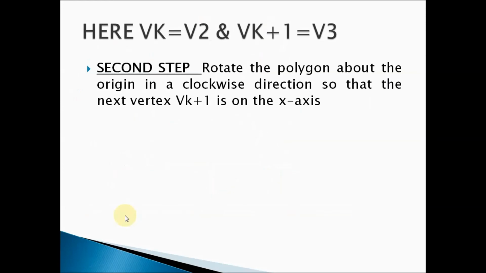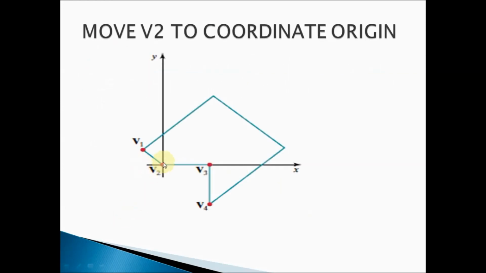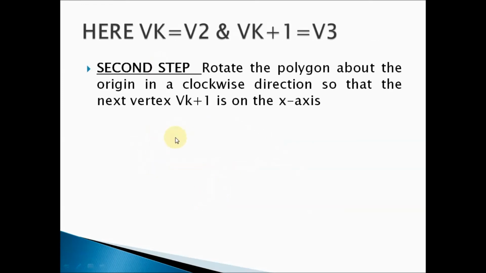Now the second step: shift v2 towards the origin. Don't worry about the edges, I told you, right? So second step, I have to rotate the polygon now. I shifted the coordinate, but now I have to rotate the polygon. But while rotating, I have to consider one condition: the vertex vk plus 1 should be on the x-axis.